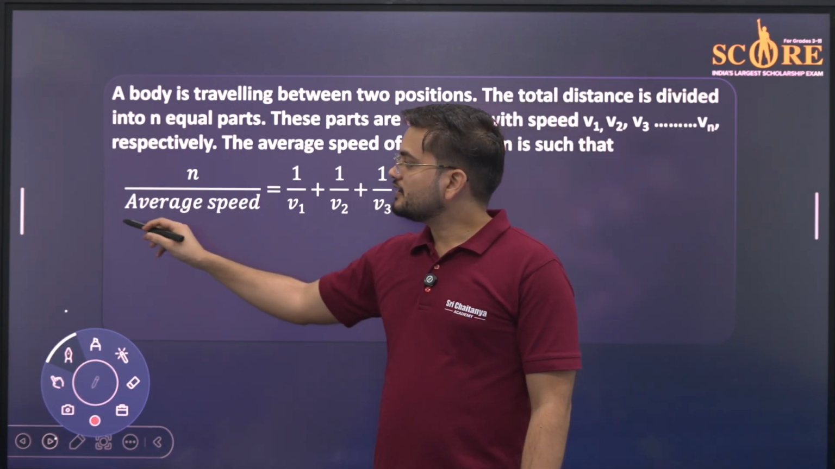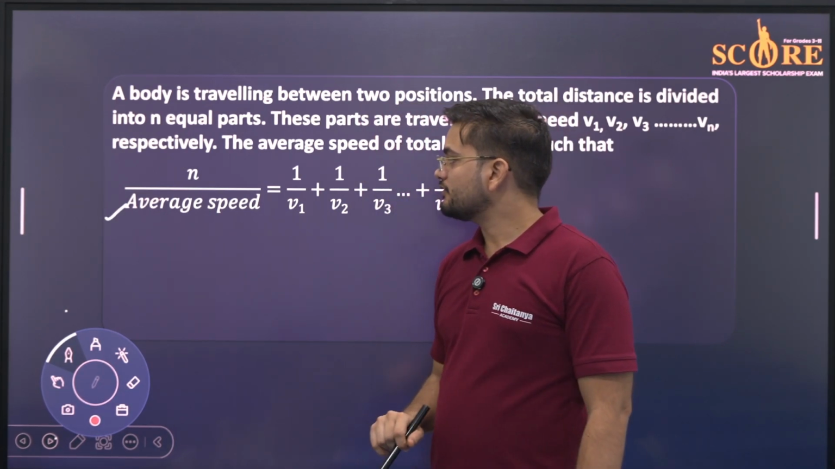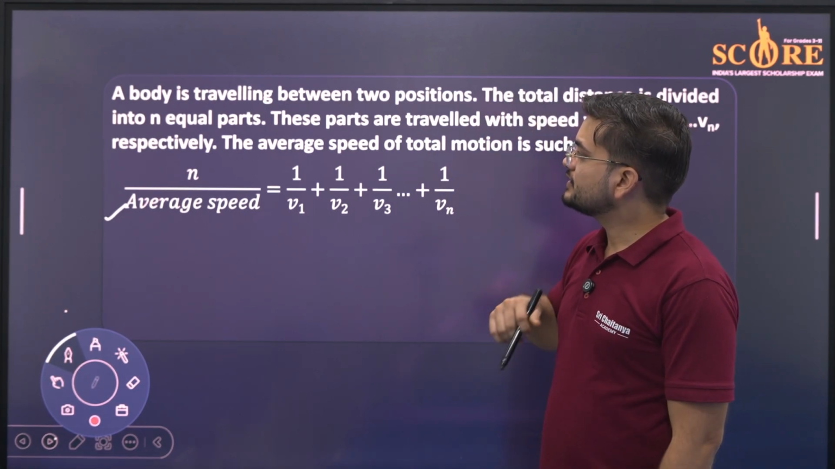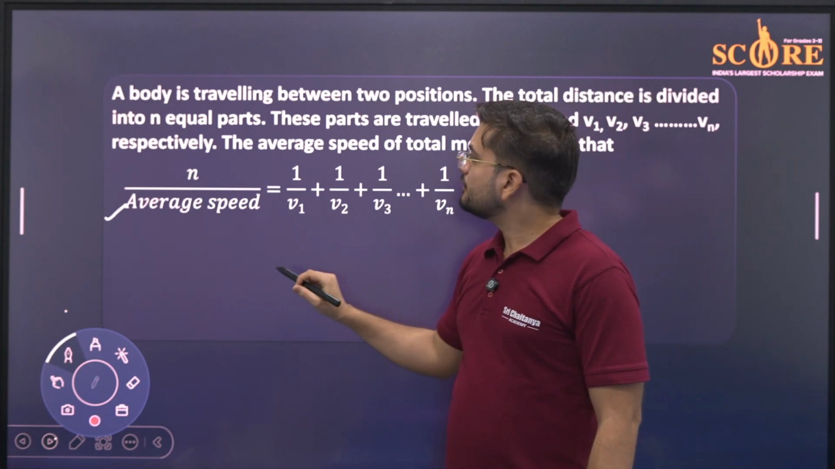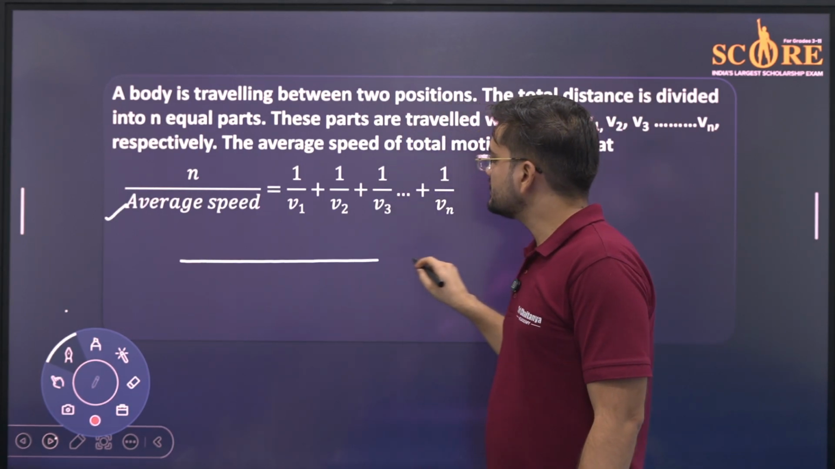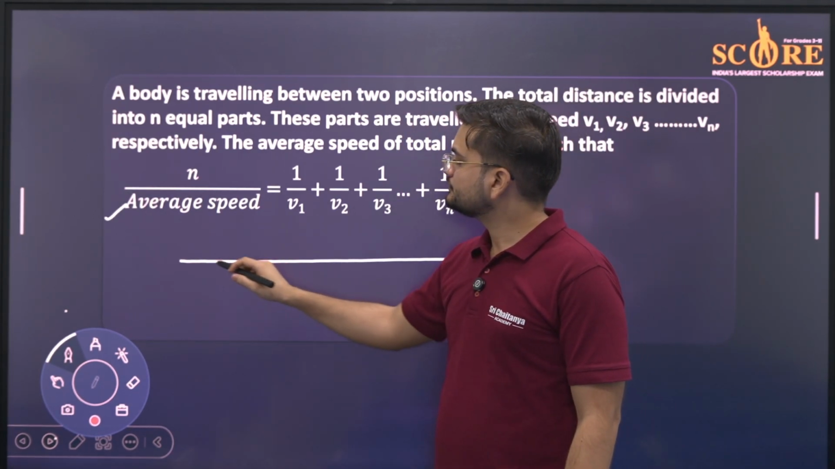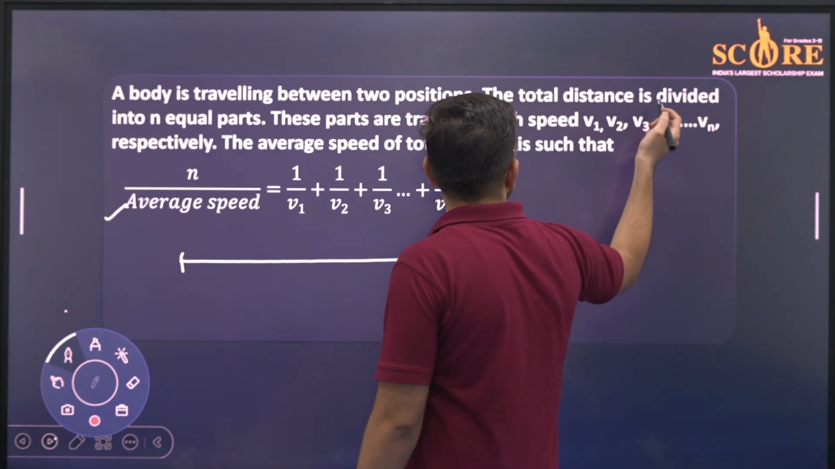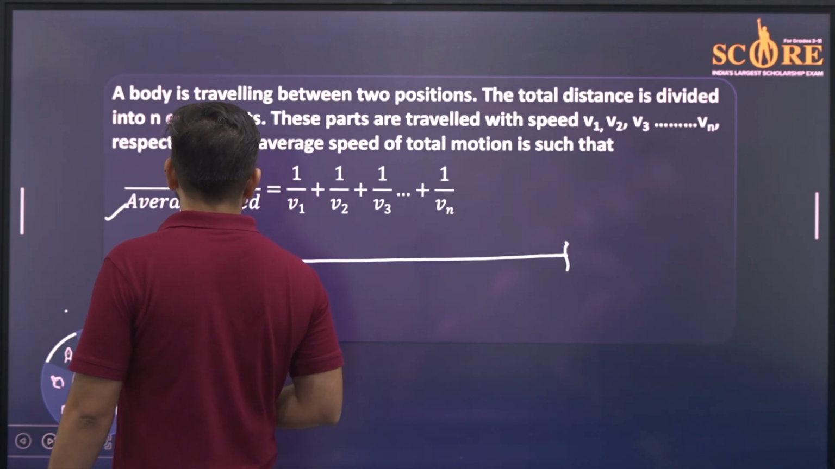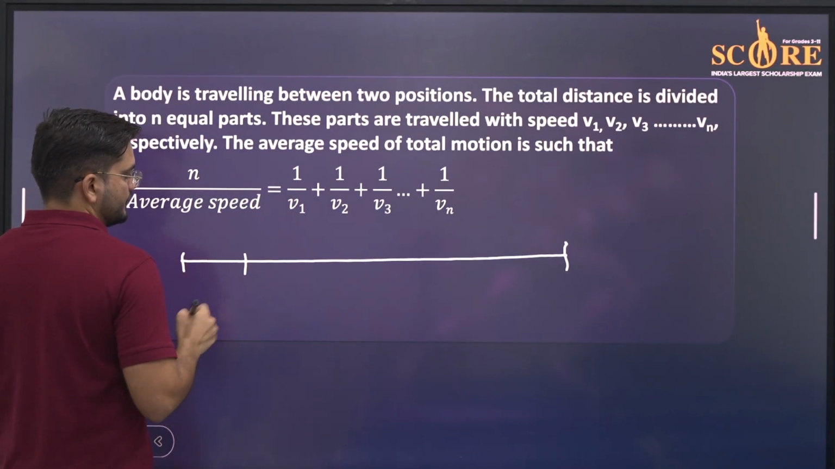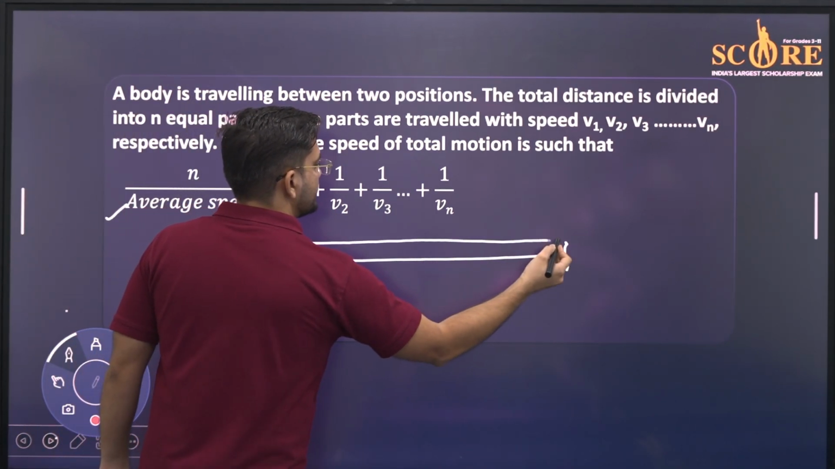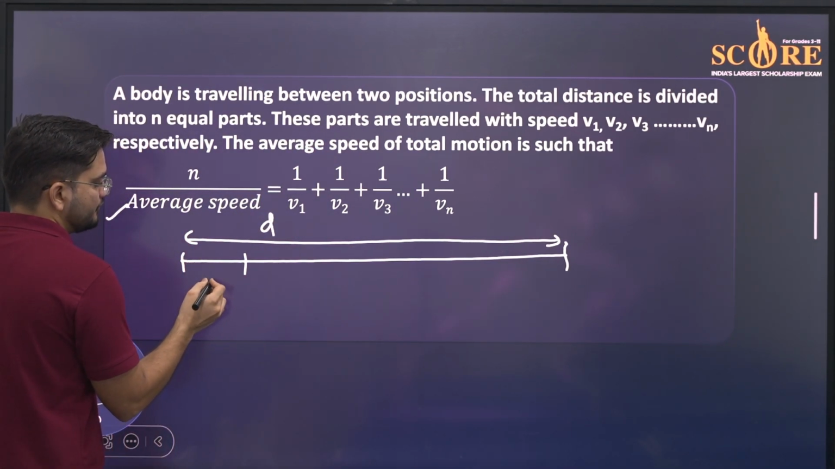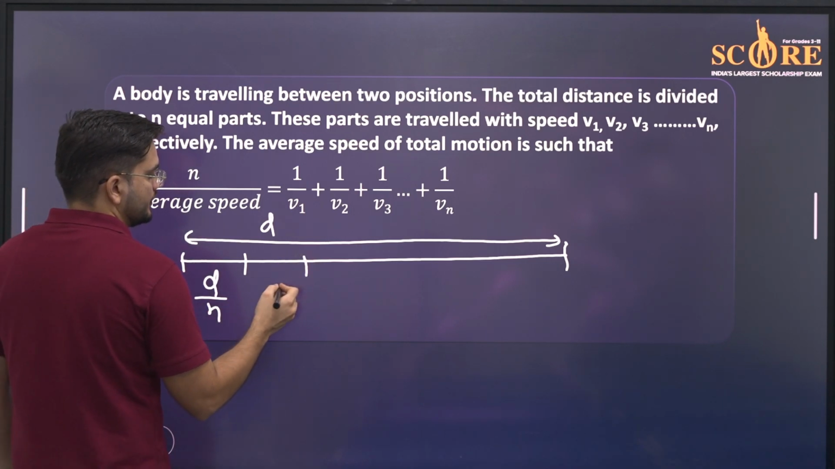Next, this is a standard result that we should remember. What is the result? If a body travels in a straight line, the total distance is divided into n equal parts. If the total distance is d, then one part will be d by n.